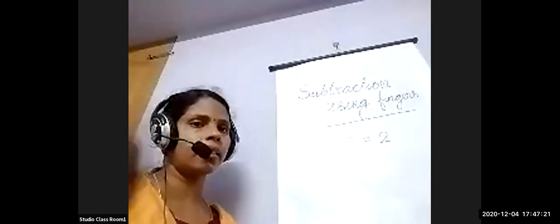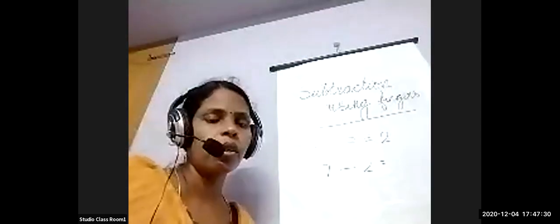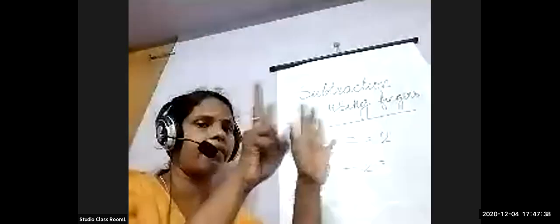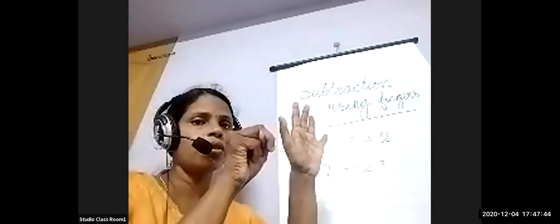Okay, now let us see another one. 7 minus 2. So open 7 fingers. Very good. Now 7 minus 2, so from the 7 fingers, we have to close 2 fingers. Now what is remaining? 1, 2, 3, 4, 5. The remaining is 5. 7 minus 2 is equal to 5.